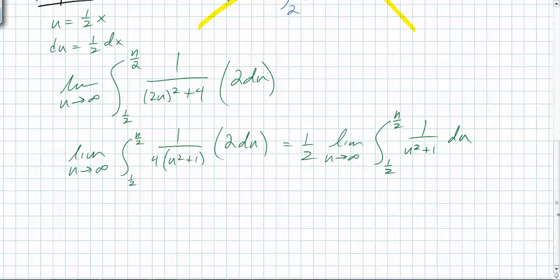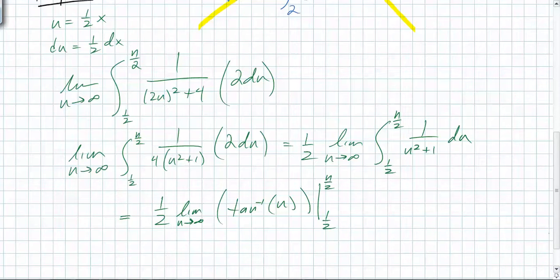Now, is that something we can integrate now? Yay! It's something we can integrate. It's the u squared plus 1. So now we have 1/2 of the limit as n goes to infinity of, what is it? Tan inverse, yep. Of what? Of u, and we're going from 1/2 to n over 2.